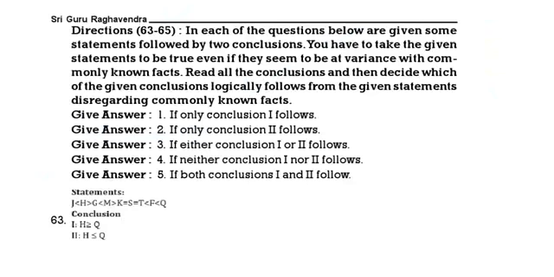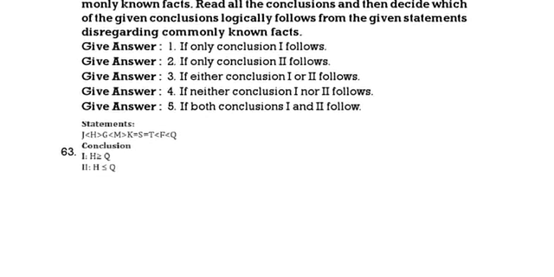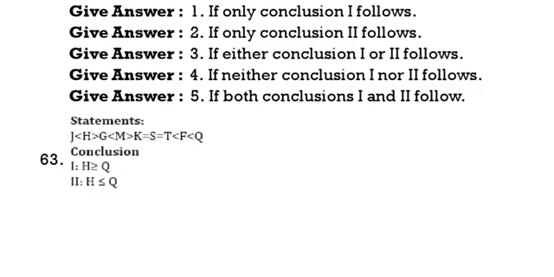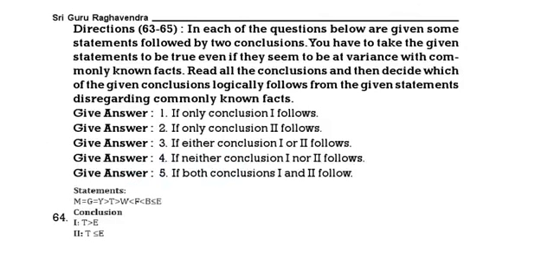See this one. So here this is called greater than, lesser than. J less than H, H greater than G, G less than M, M greater than K, K is equal to S, S is equal to T, T less than F, F less than Q. H greater than or equal to Q. There is no common symbol between H and Q. So that one does not follow. This also does not follow. Neither one nor two. Next question.